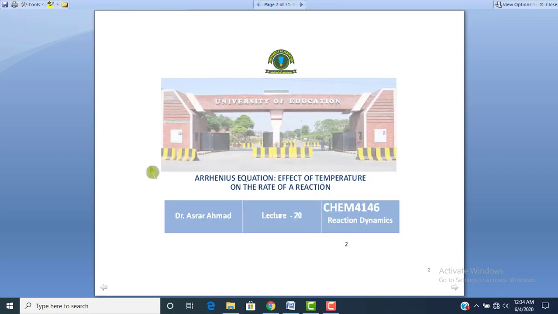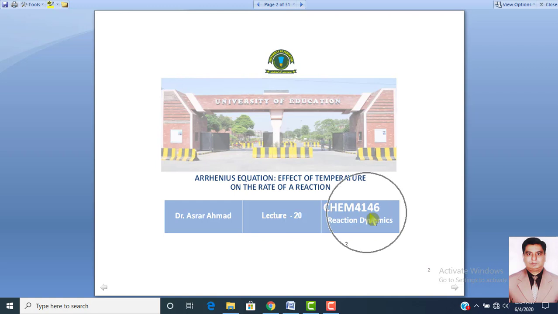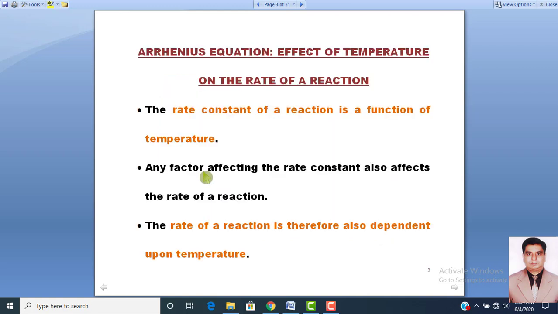Dear students, I am Dr. Asrar Ahmad, and it's my lecture number 20 that is related with the Arrhenius equation, and this Arrhenius equation shows the effect of temperature on the rate of a reaction. This lecture belongs to the chapter Reaction Dynamics, and the course code is 4146.